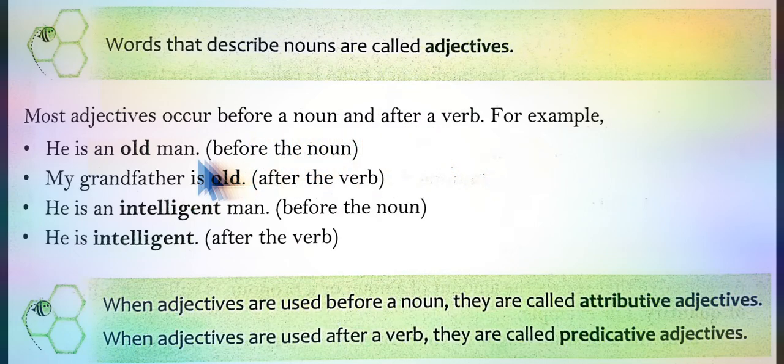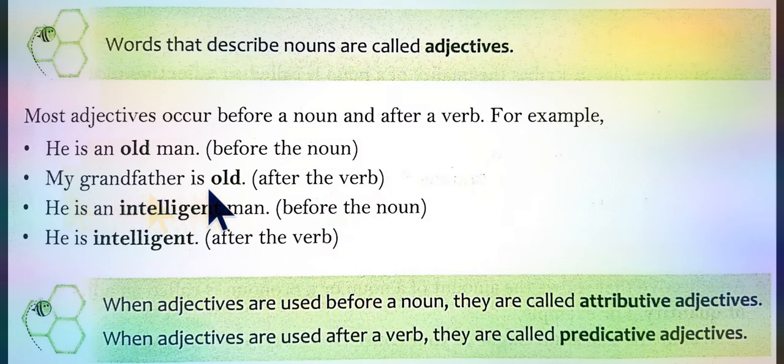For example, he is an old man. So here you can see the adjective is placed before the noun. The noun here is man and the adjective is placed before the noun, he is an old man. Now the next example is my grandfather is old. So here it is placed after the verb. Here is the verb and here the adjective is placed after the verb.